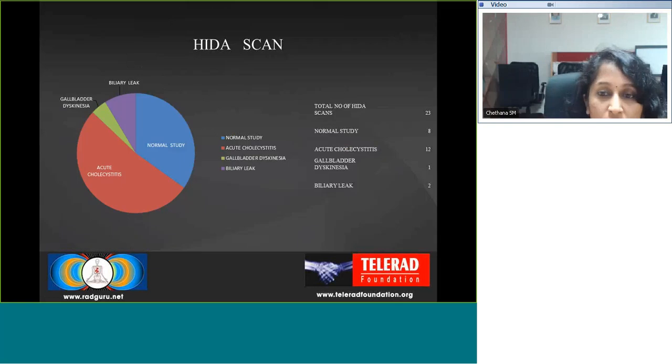Next, coming to the HIDA scans. The majority of our cases were acute cholecystitis and normal studies. And only a few cases, we had only 2 cases of biliary leak and 1 case of gallbladder dyskinesia.